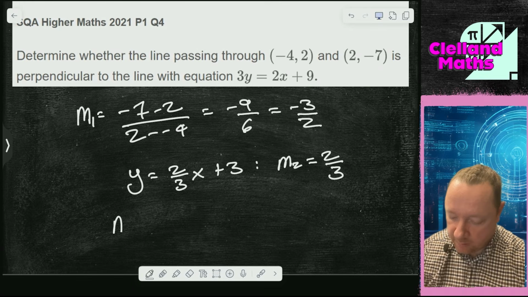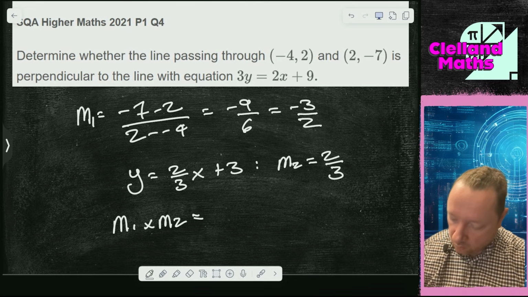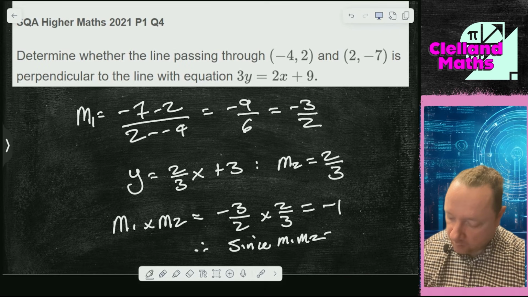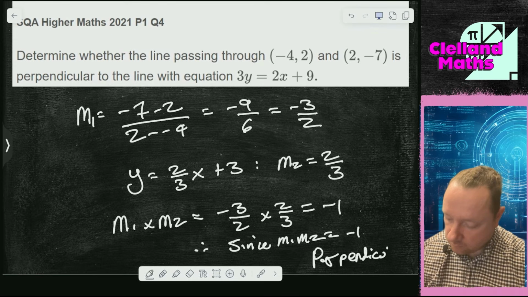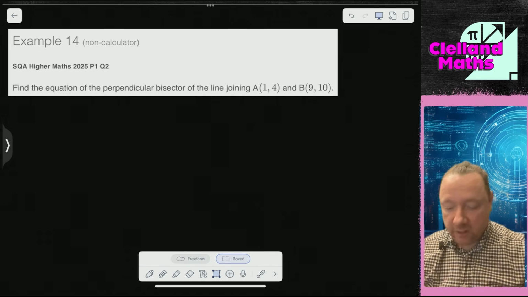Now I need to check what is m1 times m2. If it's minus 1, they're perpendicular. We know this. So minus 3 over 2 times 2/3. Well, that is minus 1. Therefore, since m1 times m2 equals minus 1, they are perpendicular. And we're done there.